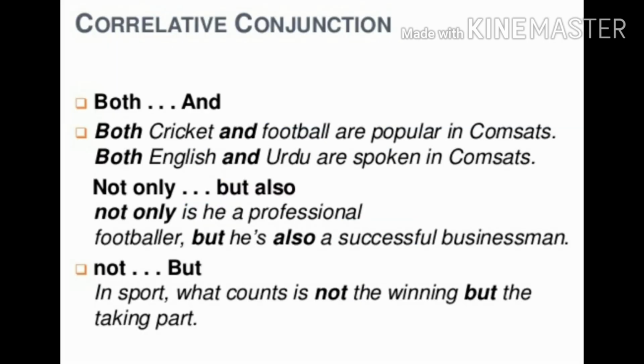Last kind of conjunctions are correlative conjunctions. Correlative conjunctions are the conjunctions which are used in pairs. For example, both and, not only but also, either or, neither nor. Look at the example of not only but also. Not only is he a professional footballer, but he is also a successful businessman. We can also write this sentence in this manner. He is not only a professional footballer but also a successful businessman.